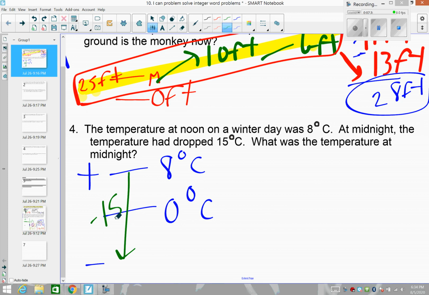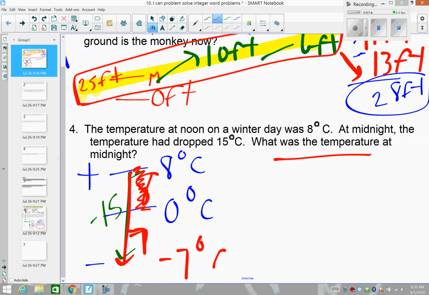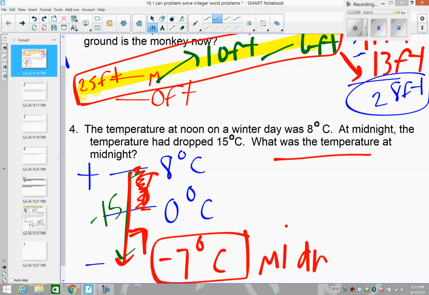So if the temperature drops 15, it's going to go 8 units down to get to 0. And so we need 7 more units. So it's got to go down 7 more. So this is our 8 and our 7, which is our total of 15. So what was the temperature then? At midnight, we would say the answer is that the temperature at midnight is negative 7 degrees Celsius.